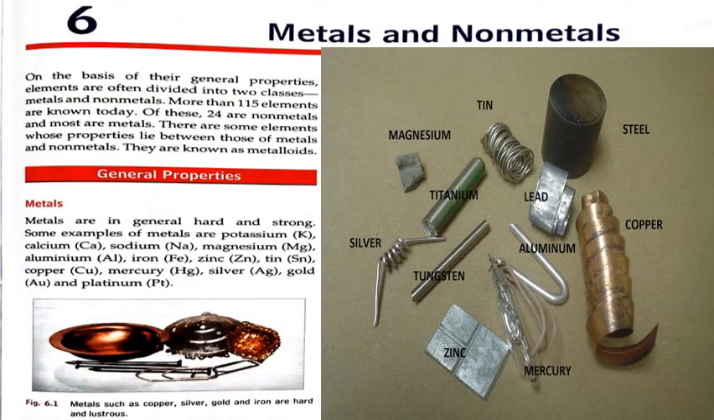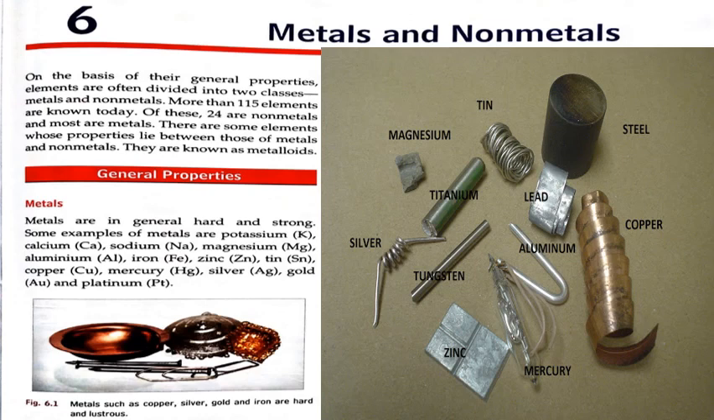On the basis of their general properties, elements are often divided into two classes, metals and non-metals. You have to understand one thing, that metals and non-metals combined are also known as elements. We will further know about elements in chapter 3. Okay, so let's begin. More than 115 elements are known today.